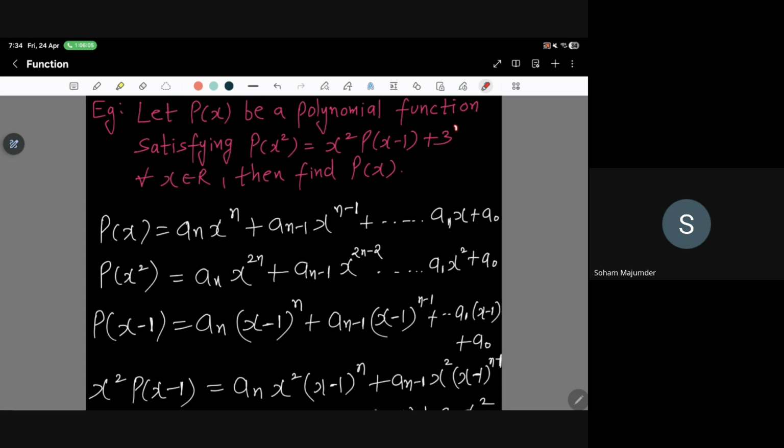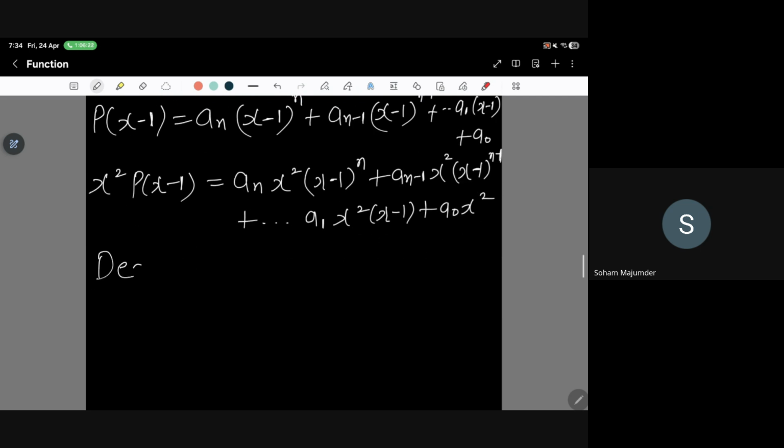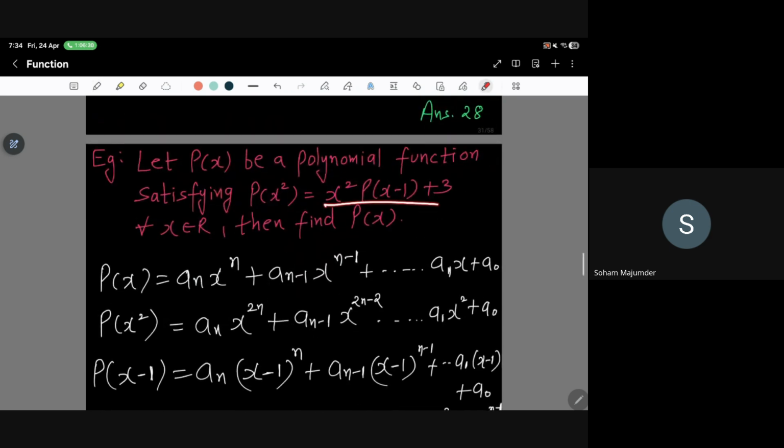So see, if these two are equal, whatever is the degree of the function on the left side, the same degree should be followed by the function on the right side. Only then it will be equal, right? So what is the degree of this function? 2n. So degree on LHS is 2n. What is the degree on RHS?